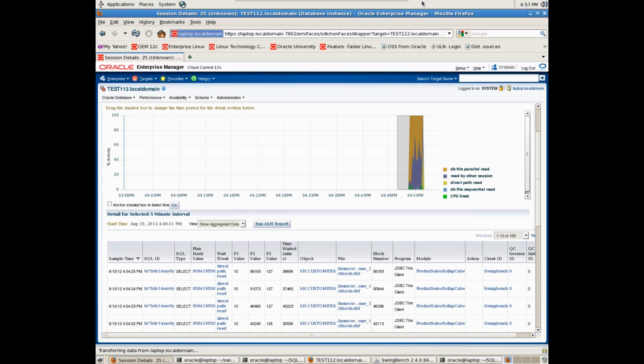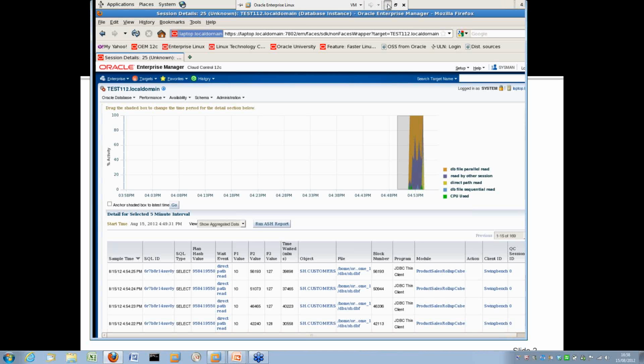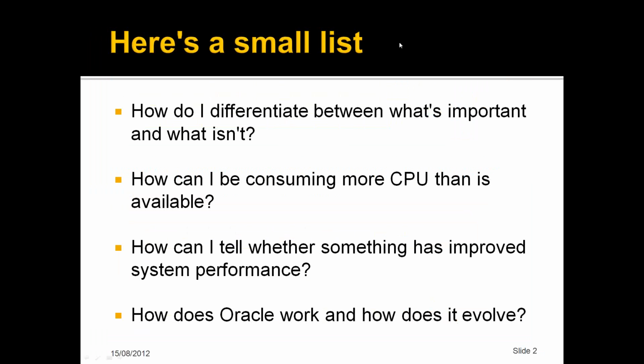So, yes, there are complications, and you need to think about how you're using the data, and the more experienced you are, the better it works. That's the kind of stuff I was talking about up here, right? How do I differentiate between what's important and what isn't? All these kind of things. How do I know whether it's actually improved system performance?